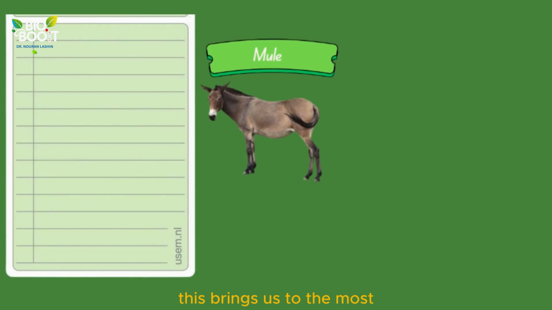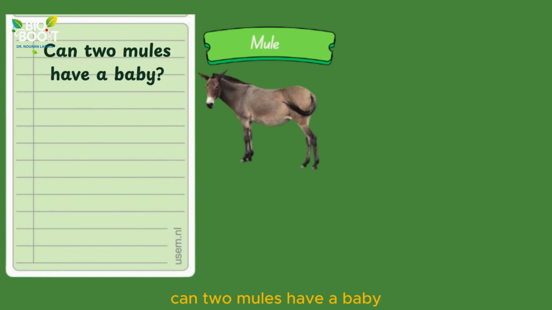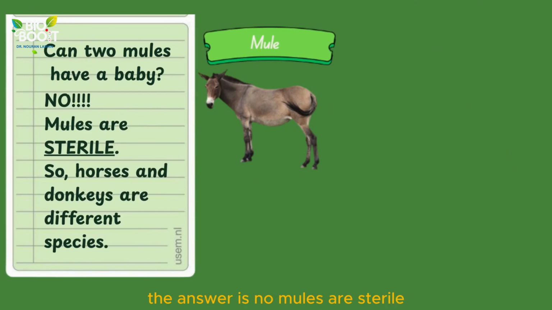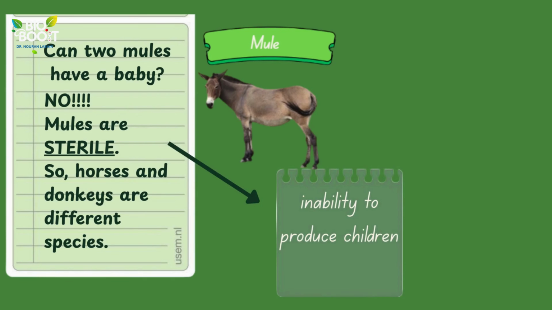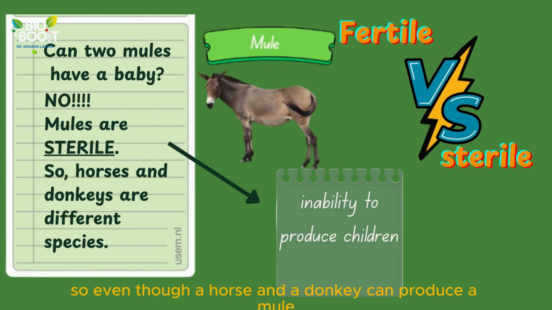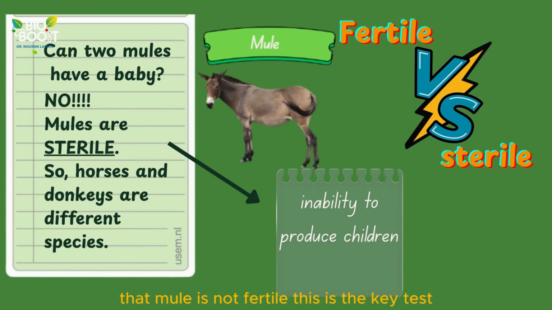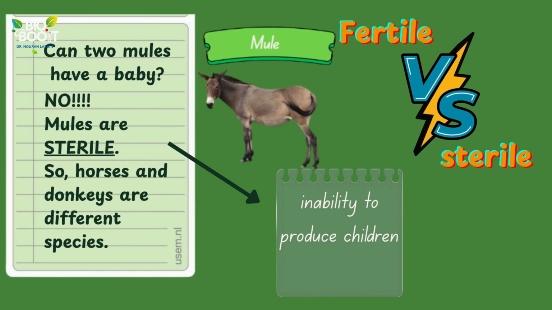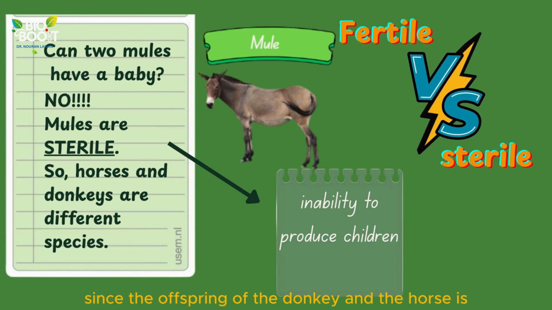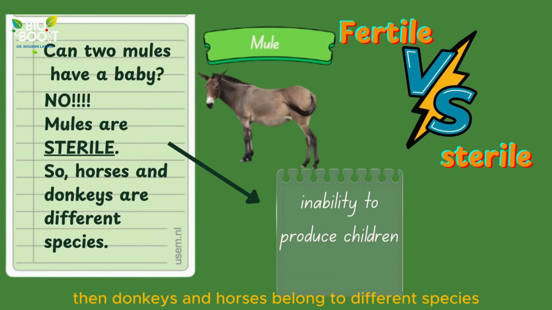This brings us to the most important part of our species definition. Can two mules have a baby? The answer is no. Mules are sterile. This means they cannot produce their own offspring. So even though a horse and a donkey can produce a mule, that mule is not fertile. This is the key test. Since the offspring of the donkey and the horse is sterile, then donkeys and horses belong to different species.